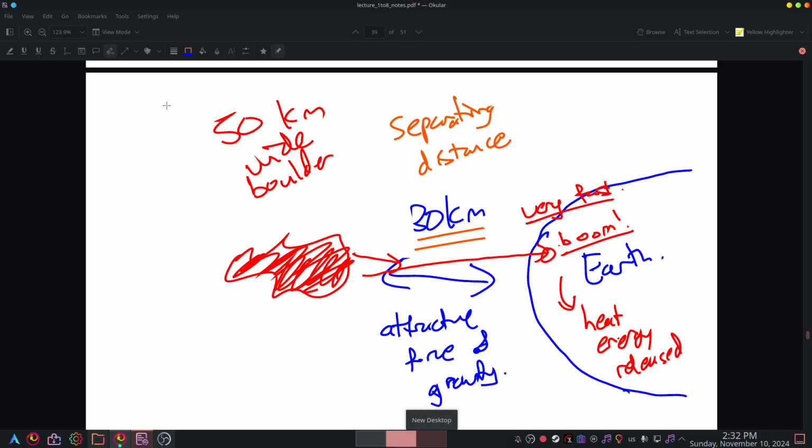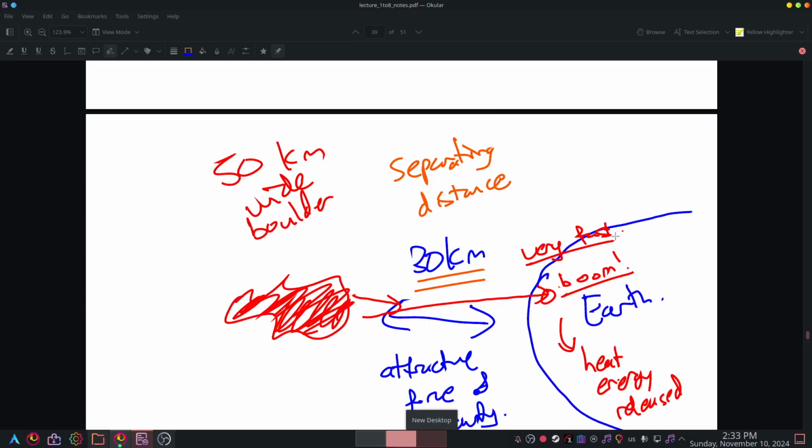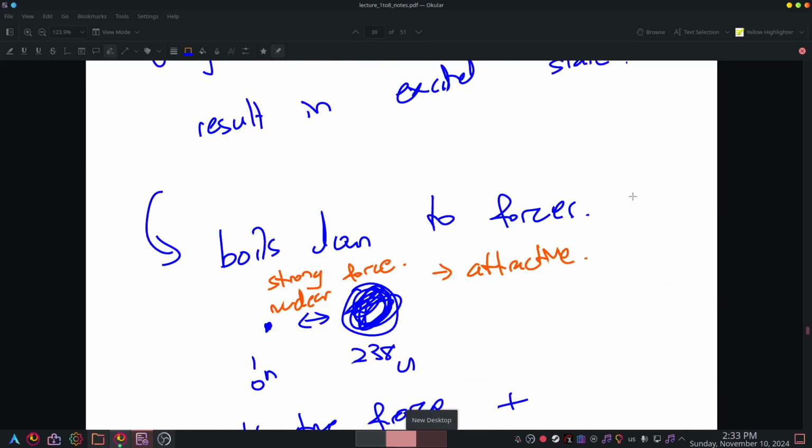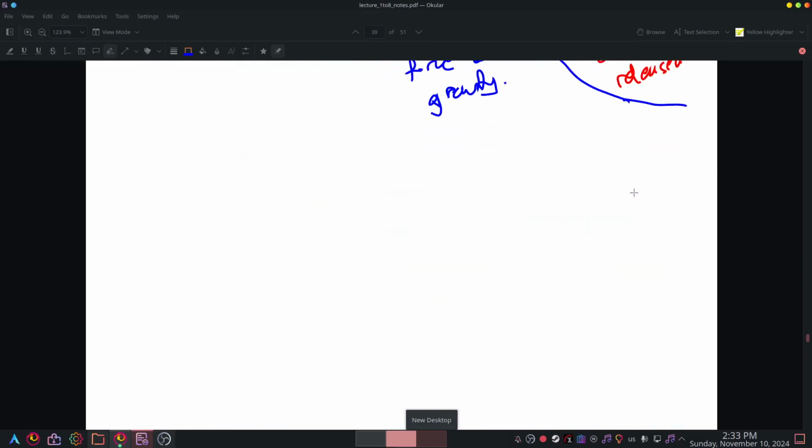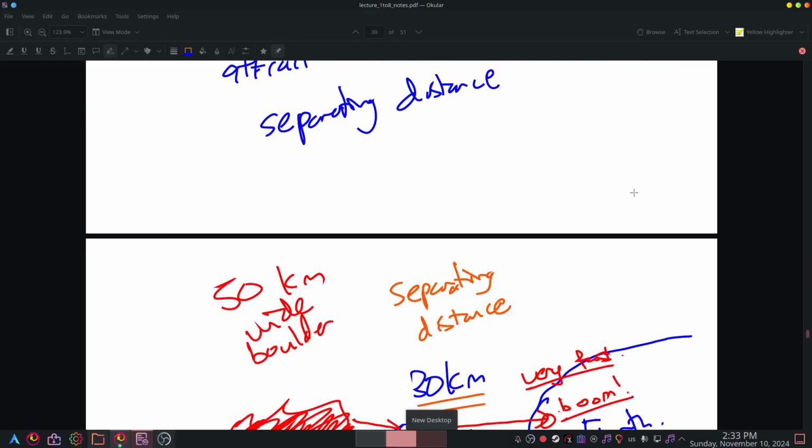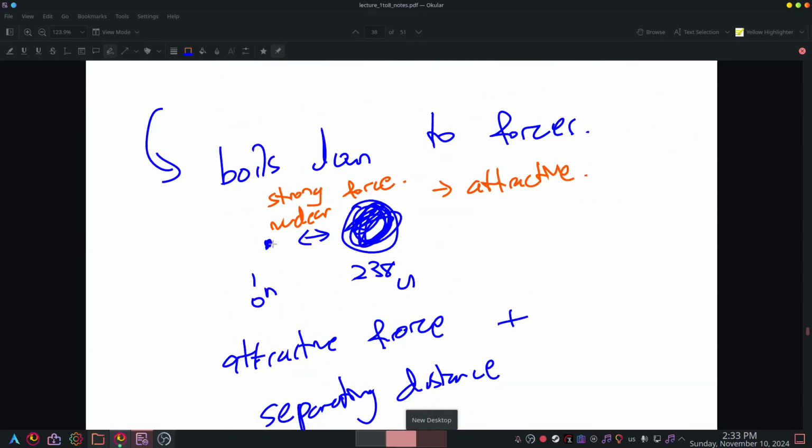But basically, when you have two objects with an attractive force, and you put them far enough apart and let them come together, there's going to be energy released. That is the basic principle. You have energy released, and the same thing applies to these two objects.